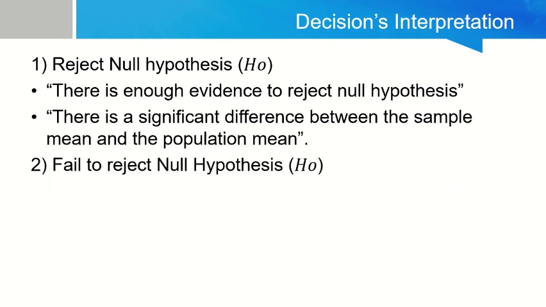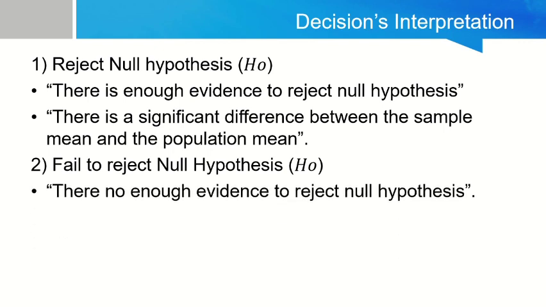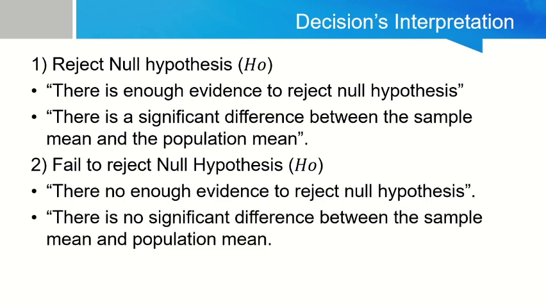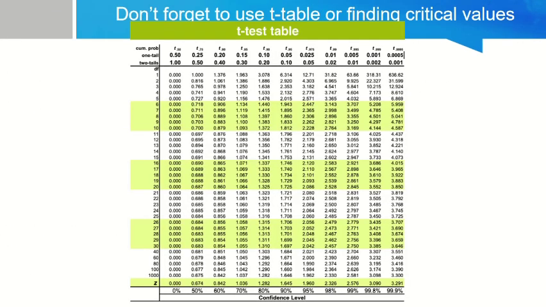Next, fail to reject null hypothesis. Siyempre, there is not enough evidence to reject the null hypothesis. There is no significant difference between the sample mean and the population mean. Alright?